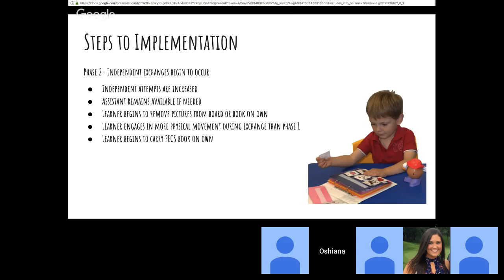In phase 2, the independent exchanges begin to occur. Independent attempts are increased, but the assistant remains available if needed. Learners begin to remove pictures from the board or book on their own, and the learner engages in more physical movement during the exchange than in phase 1. The learner also begins to carry the PECS book on their own.